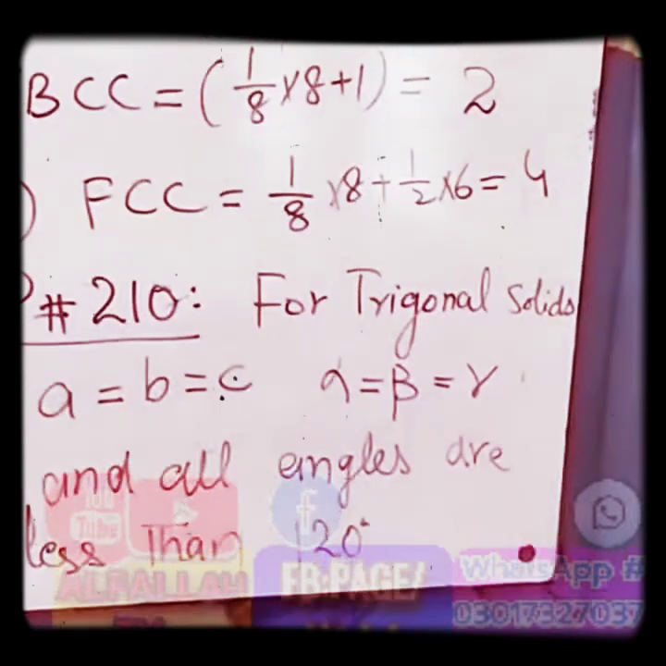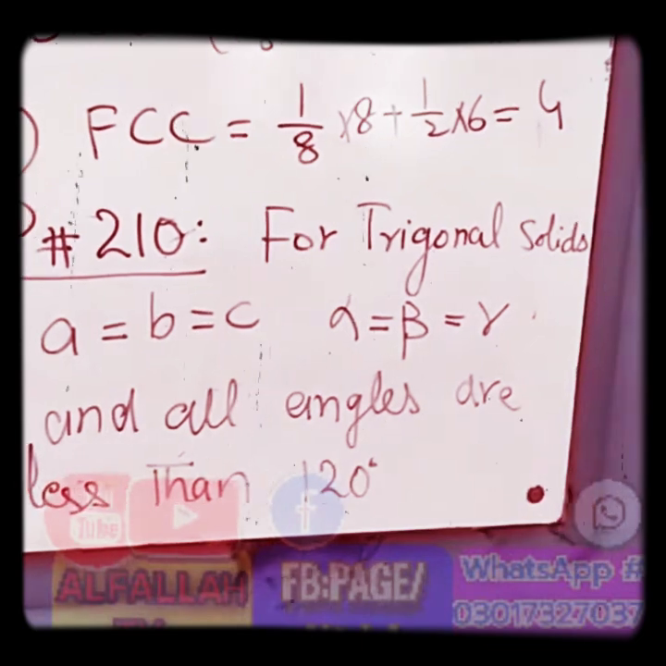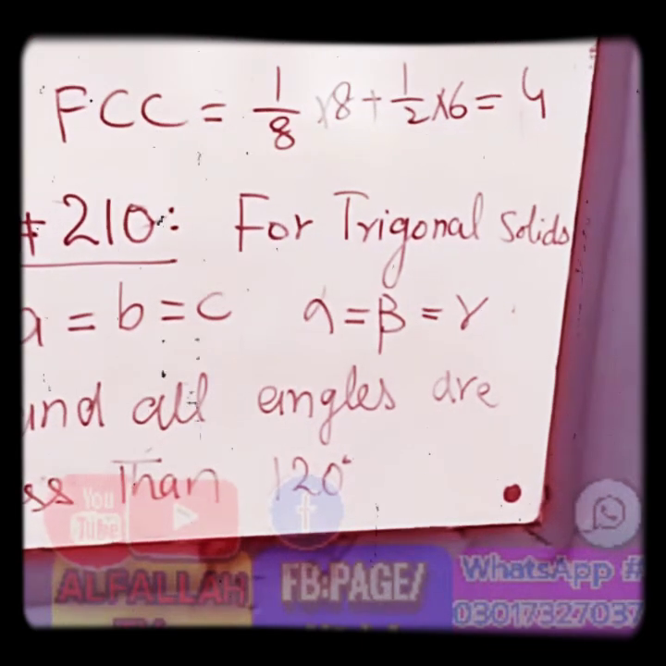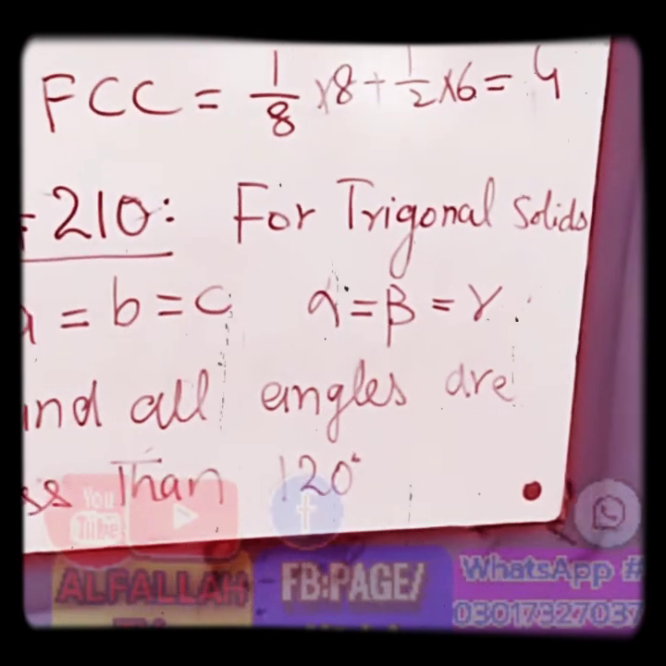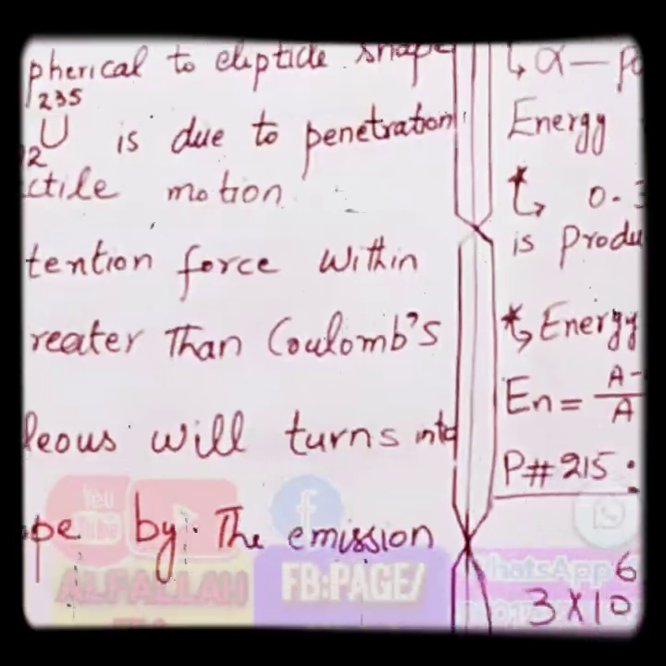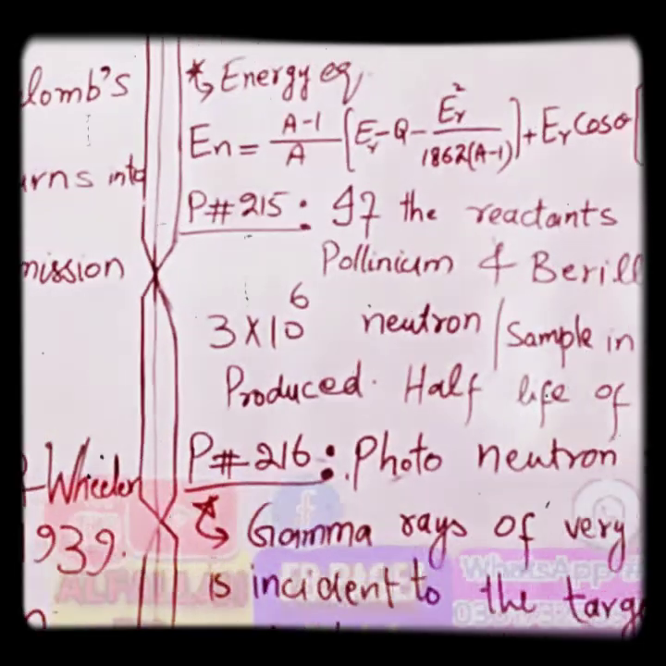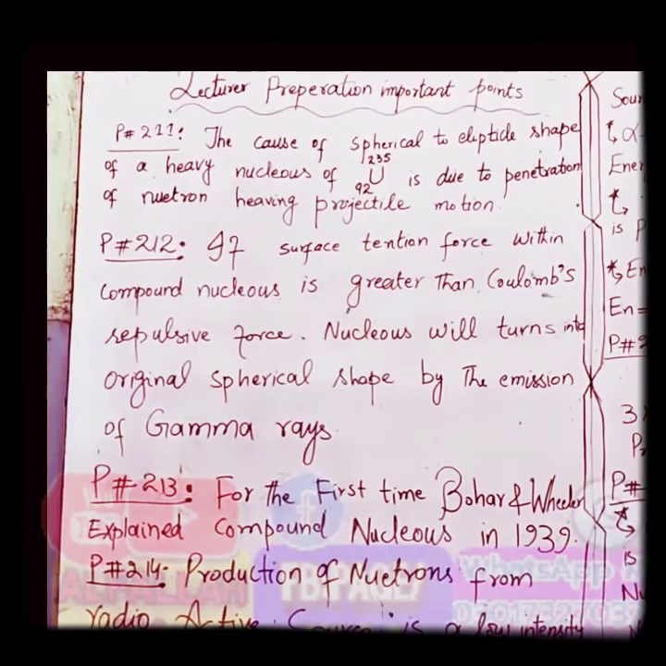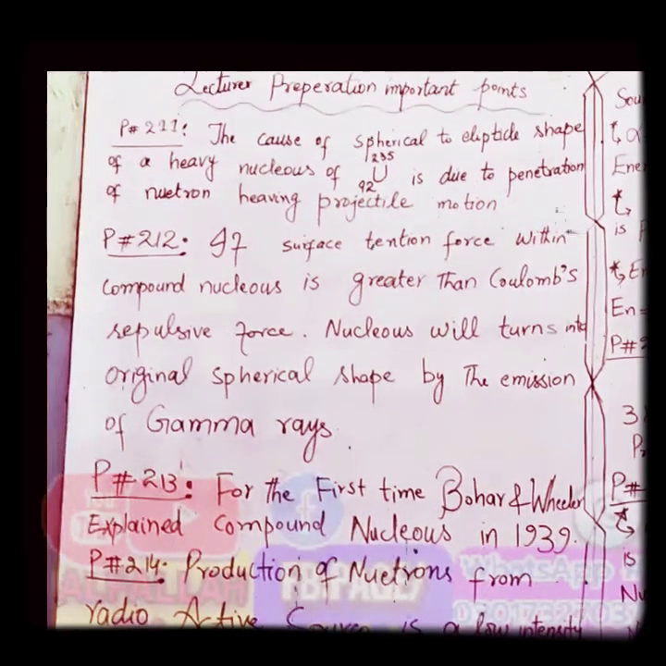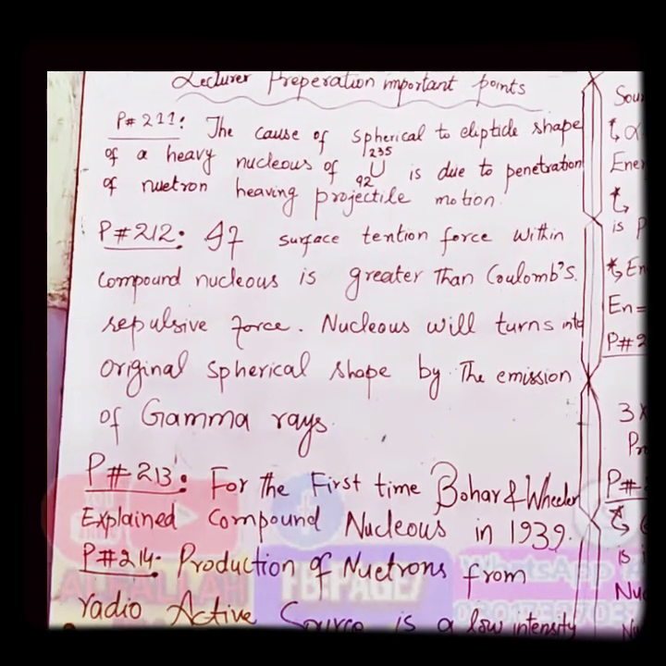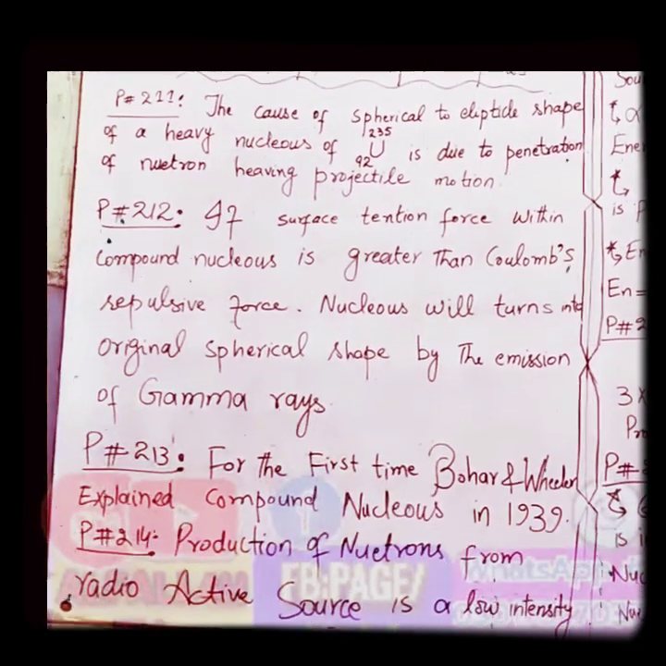Point number 210: for trigonal solids, A is equal to B is equal to C, alpha is equal to beta is equal to gamma, and all angles are less than 120. And point number 211: the cause of the change from spherical to elliptical shape of the heavy nucleus of uranium-235 92 is due to penetration of a neutron having projectile motion.